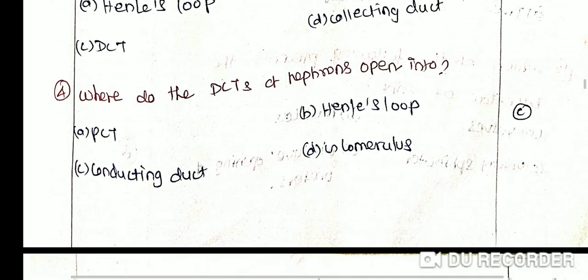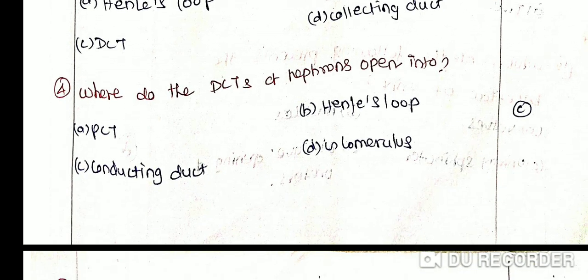Next question. Where do the DCTs of nephron open into? Option A, PCT. Option B, Henle's loop. Option C, collecting duct. Option D, glomerulus. The correct answer is option C, collecting duct.